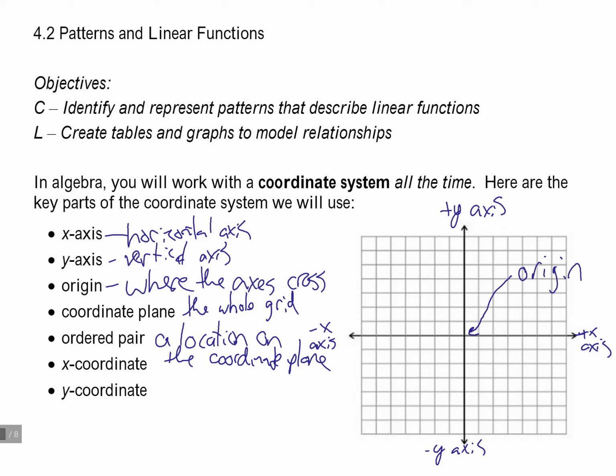Okay, so if you have an ordered pair, what you're looking at is a location on the coordinate plane. And the ordered pair looks like this. It's going to have parentheses around two numbers, okay? And the two numbers, if we have an x-axis and a y-axis, are going to be the x coordinate, so the x location, followed by the y location, okay? The x coordinate then is the first number, and the y coordinate is the second number.